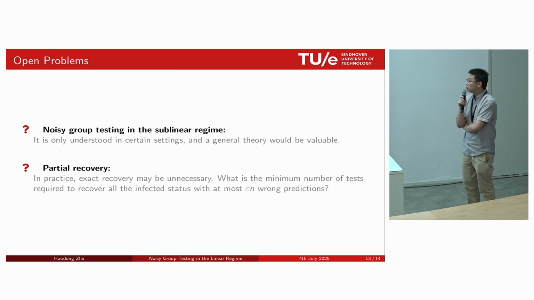The other is partial recovery. In practice, exact recovery may not be necessary, and it will be very interesting if one can determine the minimum number of tests one requires to achieve some partial recovery while some errors are tolerated.